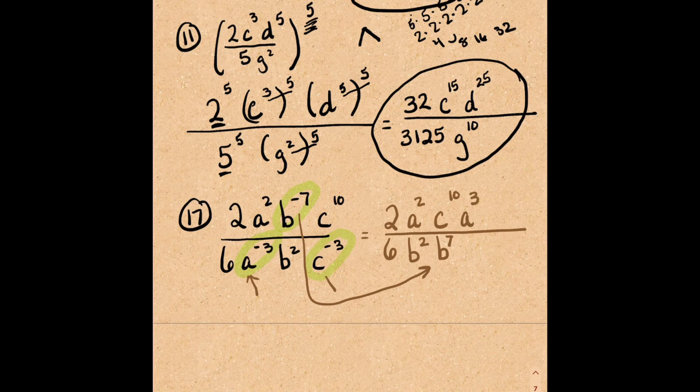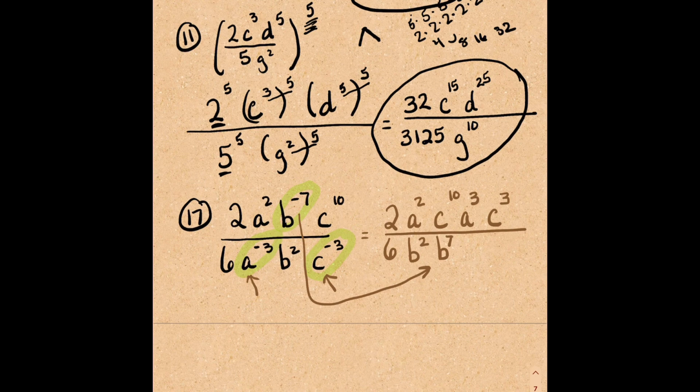Okay? C to the negative 3 goes up here, and now it's happy. Okay? As soon as I put it where it wants to go, and it just wants to go where it isn't, right? Then it's happy. All right. This is a mess. We need to combine like things.